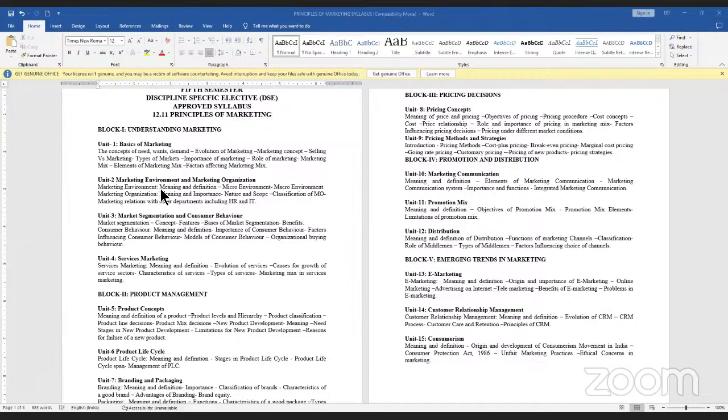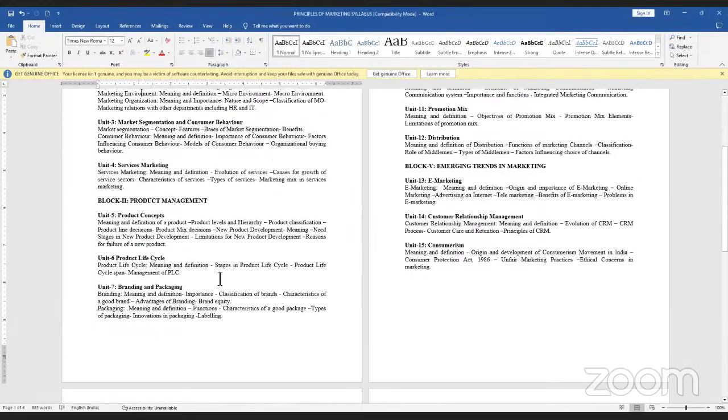And then the second unit talks about the marketing environment, what is the marketing environment and the organization. The third unit in the first block is about market segmentation and consumer behavior. The fourth unit is about services marketing, how it differs from product marketing, what its characteristics are, and what its marketing mix is.